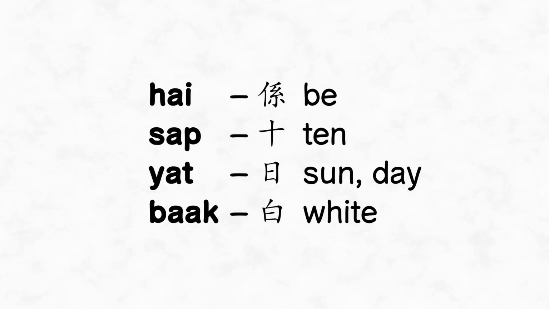Alright, let's put all this into practice now. I have 4 words here. How do you make tone 6, the low flat tone? I'll give you a few seconds to try for each word before moving on. Good for you if you got it. The first word is probably the most important word you can learn in Cantonese, hai, which means to be. So get used to seeing that a lot, hai. Next is sup, then yut, and then finally bak.